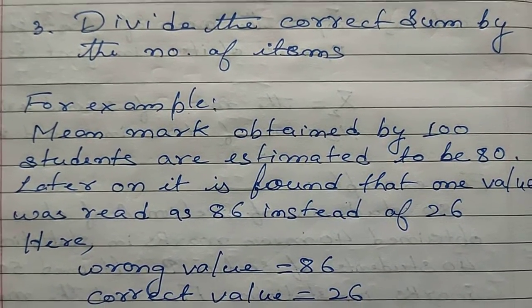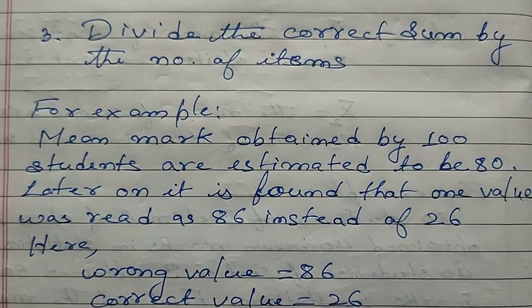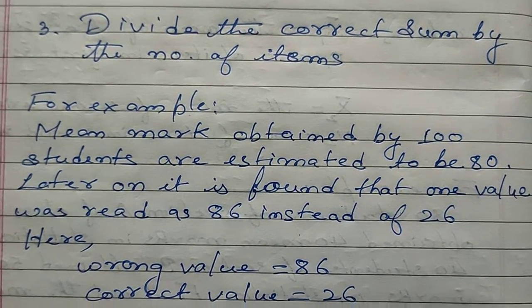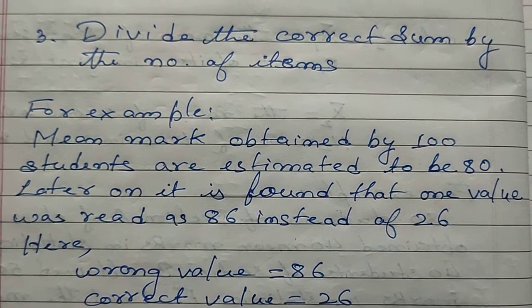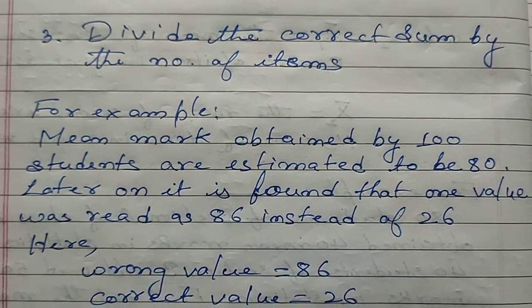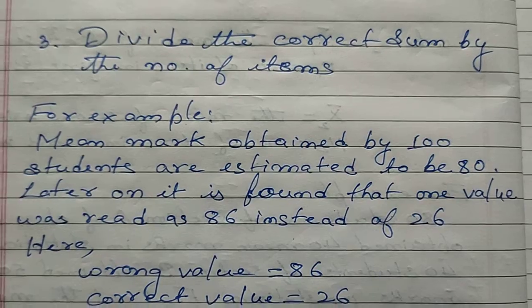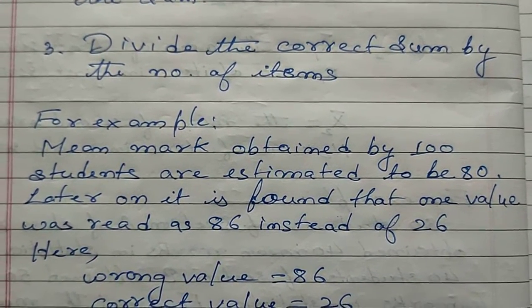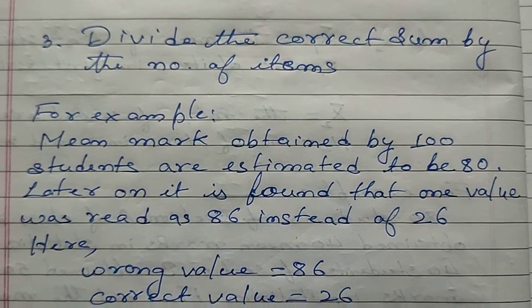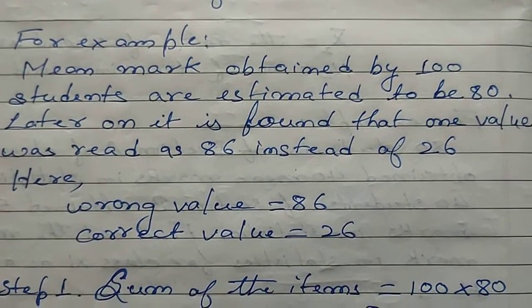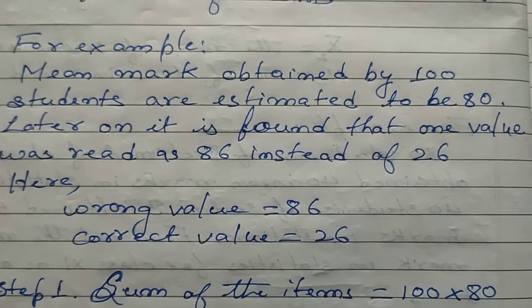The mean mark obtained by 100 students is estimated to be 80. So 80 is the mean and the number of students is 100. Later on it was found that one value was read as 86 instead of 26. So the actual value was 26, but by mistake it was entered as 86. If any wrong value is entered, it is very clear that the mean will also be wrong. So the wrong value is 86 and the correct value which should be in the sum is 26.